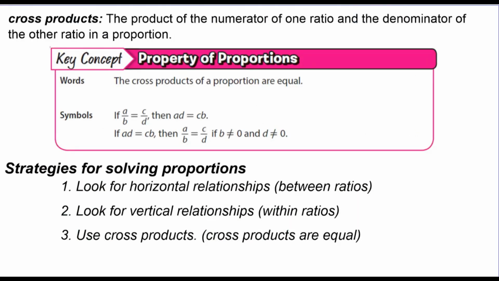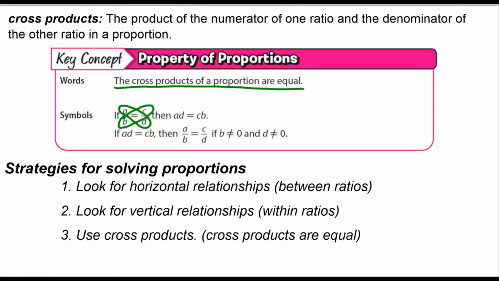So now we have what we call cross products, and that's the numerator of one ratio times the denominator of the other ratio in a proportion. And we know now that this is the take-home fact for the day. The cross products of a proportion are equal. So whenever we have a proportion, I know that A times D is going to equal B times C. These two products are always equal. So now we actually have 3 strategies for solving a proportion.